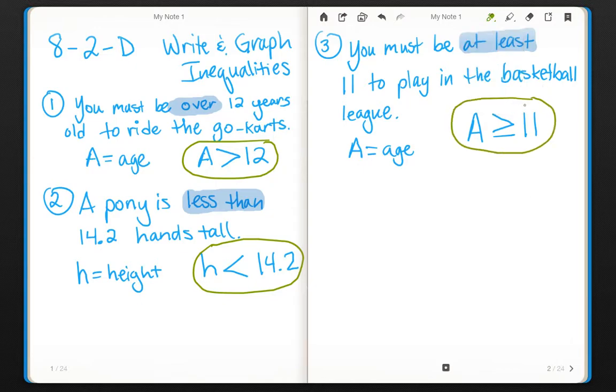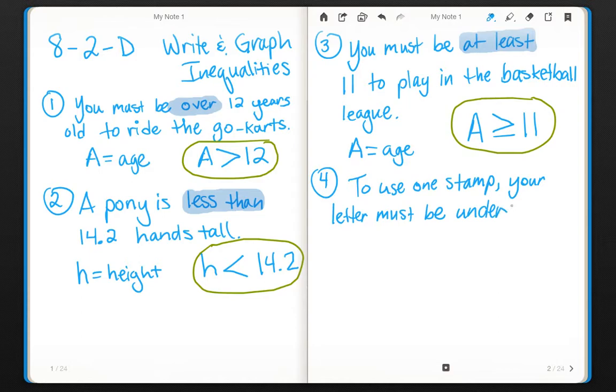So there's our inequality. Now that reminds me, we'll do one more, and then I want to give you a couple more phrases that you might come across that'll help you know which inequality to use. So let's try one more. To use one stamp, your letter must be under 3.5 ounces.